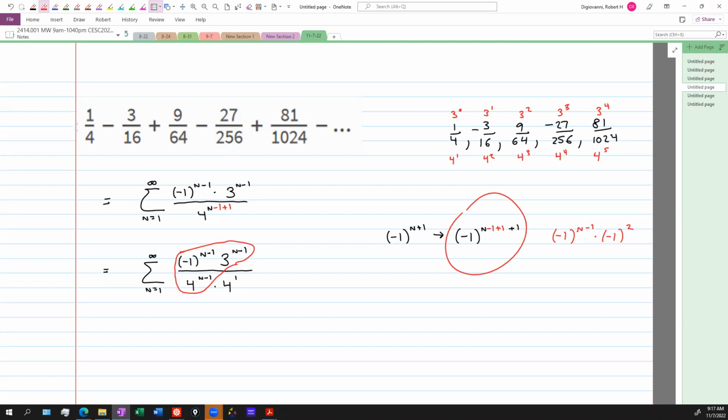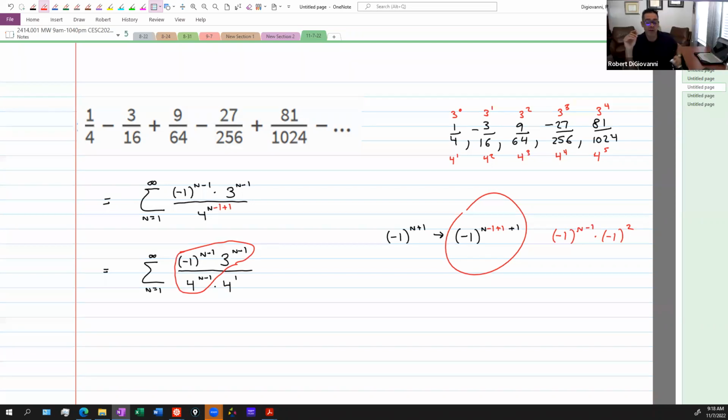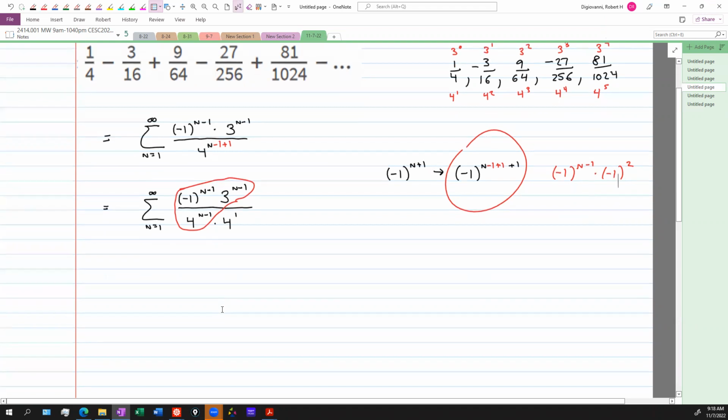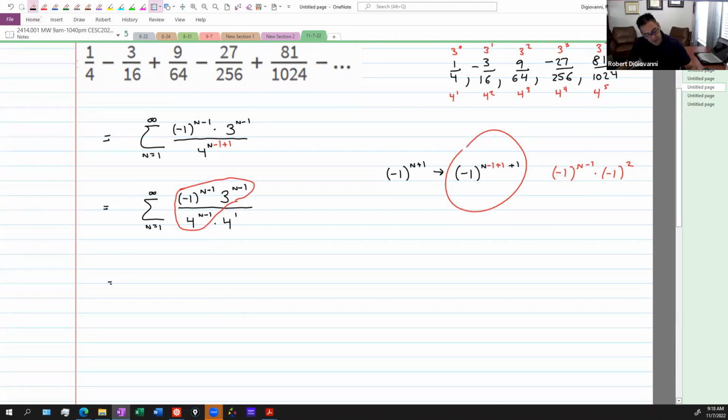Okay, so when we see an alternating series and it's geometric, it would be safe to say negative one to the N minus one, right? Yes, if you want to start it off with a positive, you can use N minus one. Perfect, thank you, sir. Yep. All right, so now we continue.